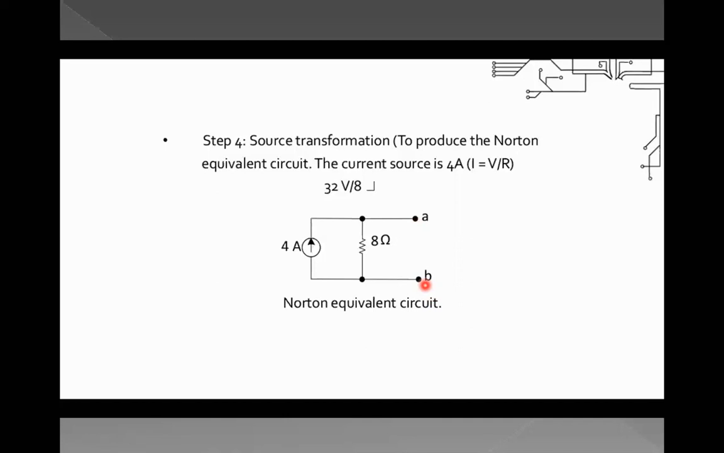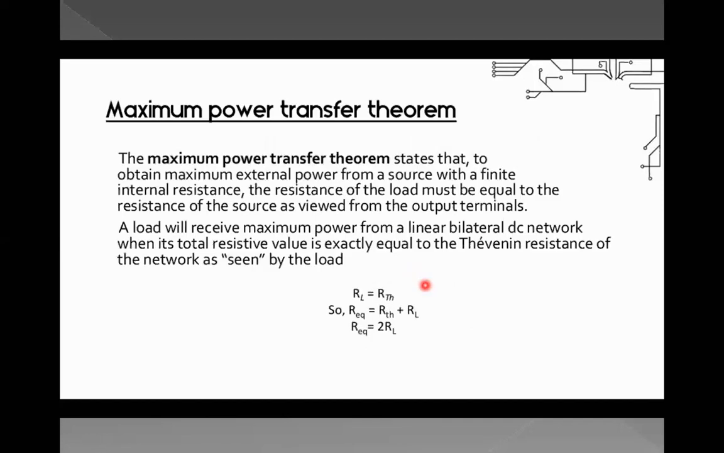The next is called the maximum power transfer theorem. The maximum power transfer theorem states that to obtain maximum external power from a source with a finite internal resistance, the resistance of the load must be equal to the resistance of the source as viewed from the output terminals.